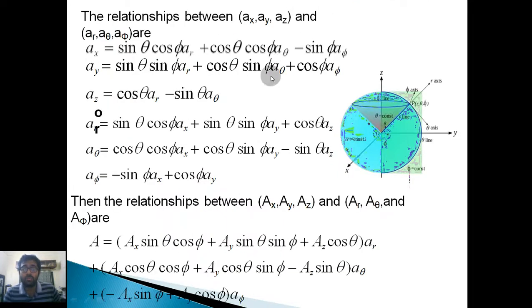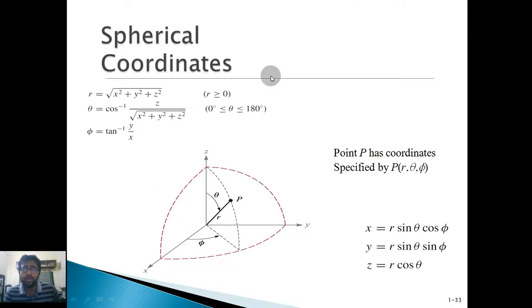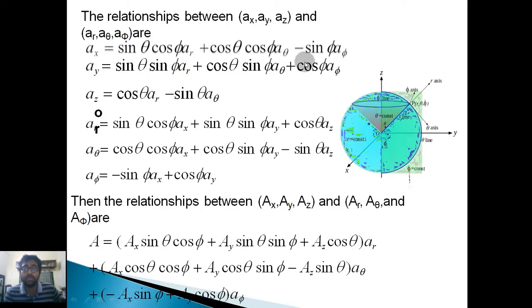One is along, if we take a vector, what will we get? Yes, we will get a value of cos theta cos phi along the a suffix x vector, and a value of sin phi along the a suffix x vector.